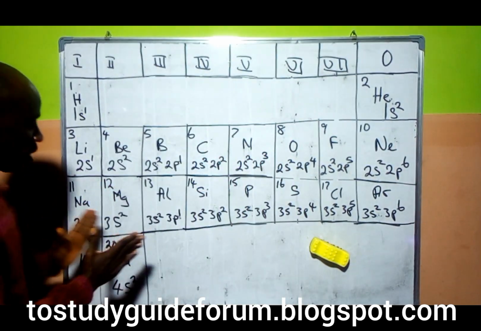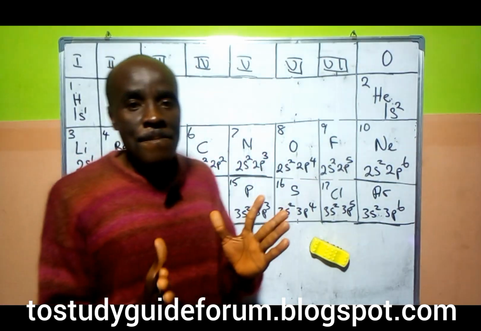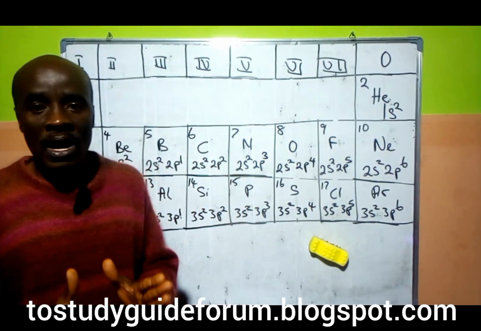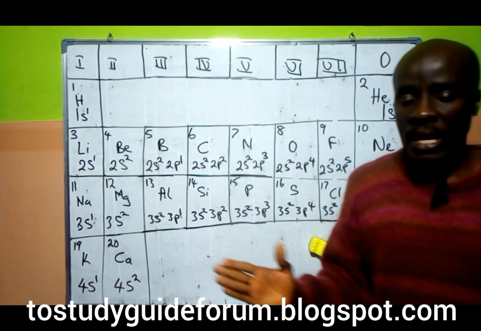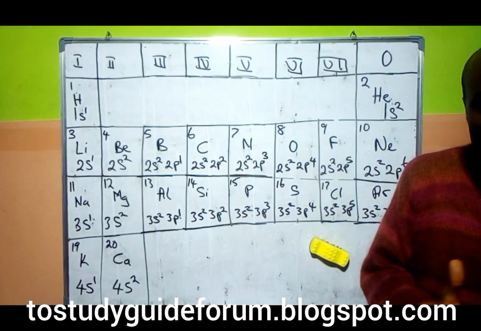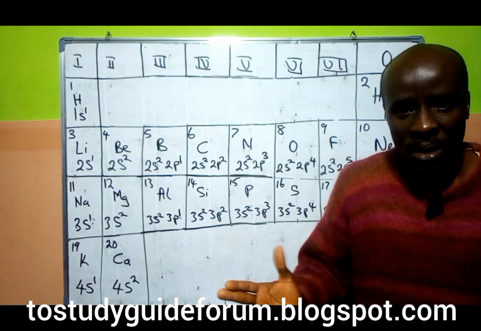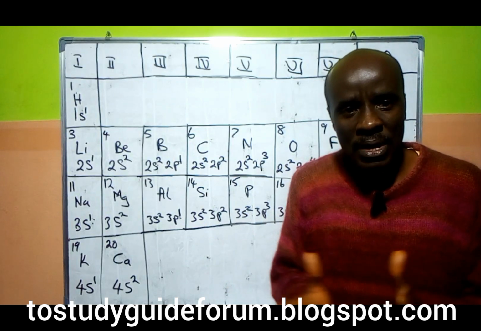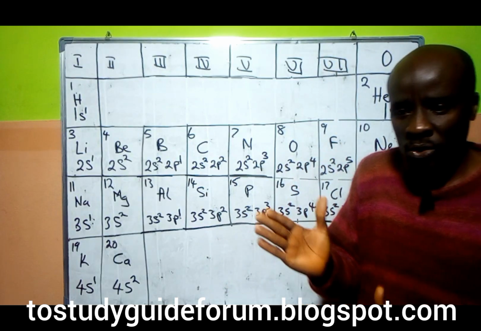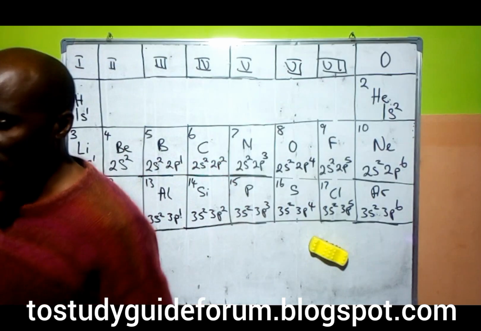When electrons are together, because of their similar charge, they tend to repel each other. This results in what we call the screening effect. We're going to be looking at it in full detail.